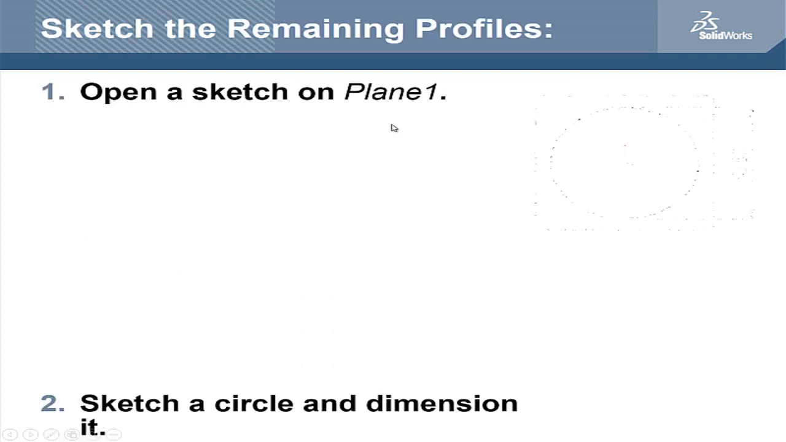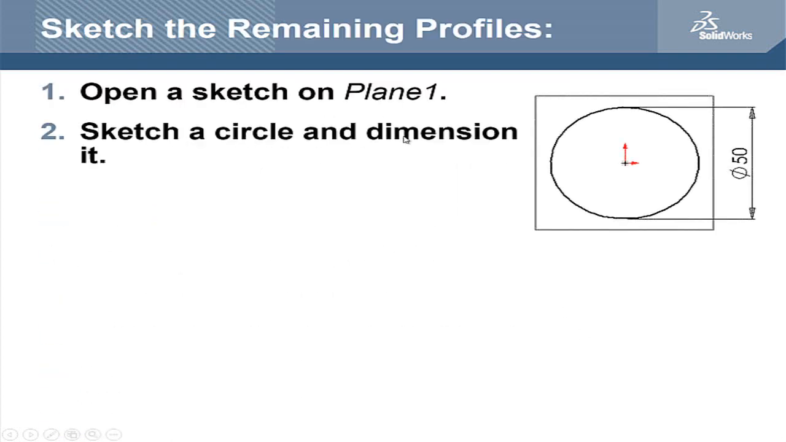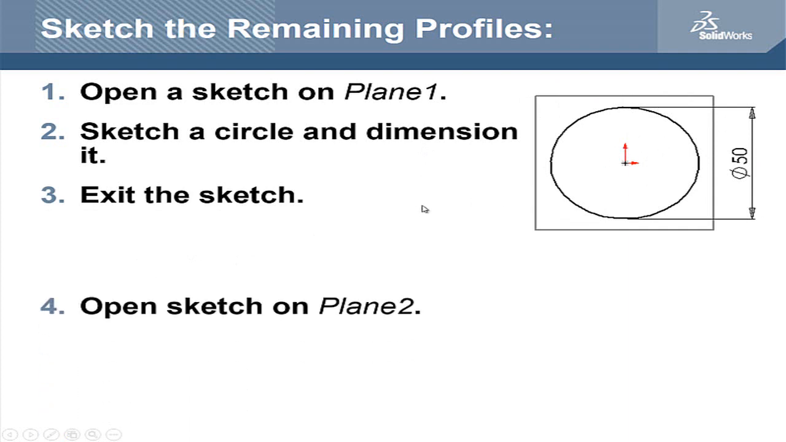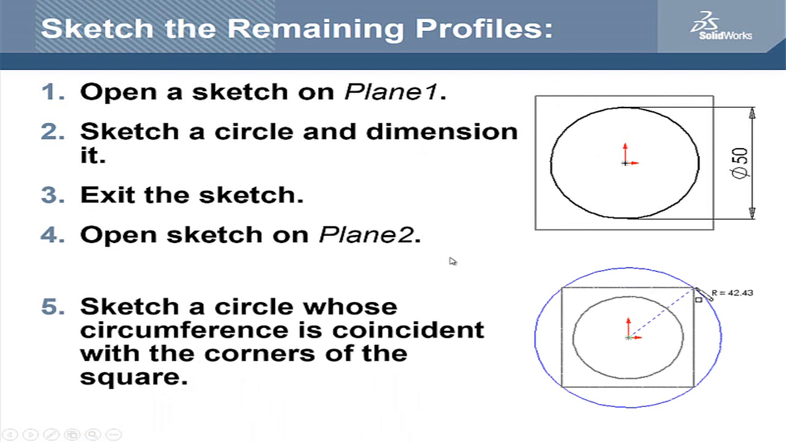Open a sketch on plane 1. Sketch a circle and dimension it. This has a diameter of 50 millimeters. Notice it's smaller than the rectangle, or the square, that was there. Then exit sketch.